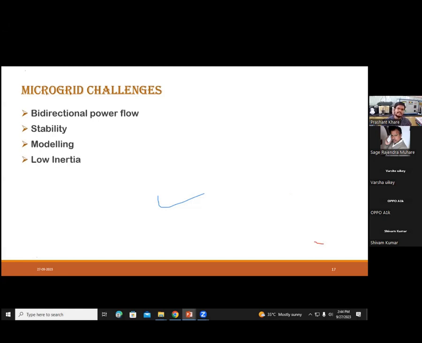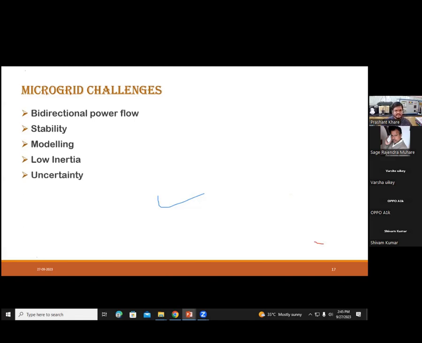Low inertia. See, just like synchronous generators, which have very high inertia, microgrid has DERs only, which have very little inertia. So what can happen if your load is suddenly dipped or load is suddenly increased? Your complete system can collapse. So it is having low inertia.